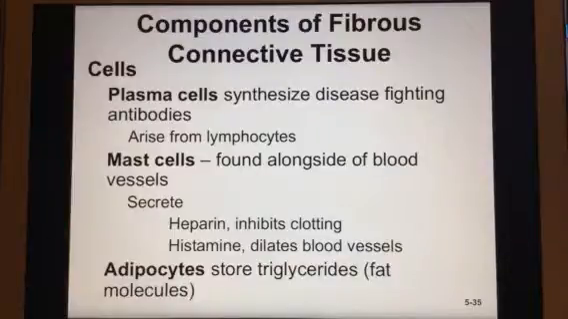Plasma cells help synthesize disease-fighting antibodies, so they come from lymphocytes, which are white blood cells. We'll see mast cells that secrete heparin and histamine. They are alongside the blood vessels. And then we'll see adipocytes, which are fat cells, and they store fat molecules.